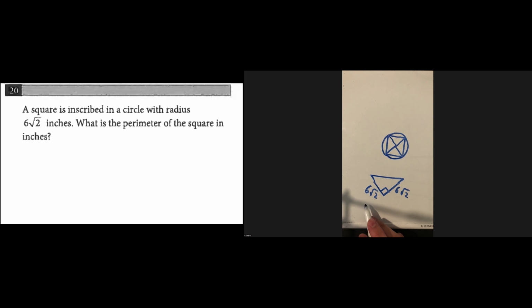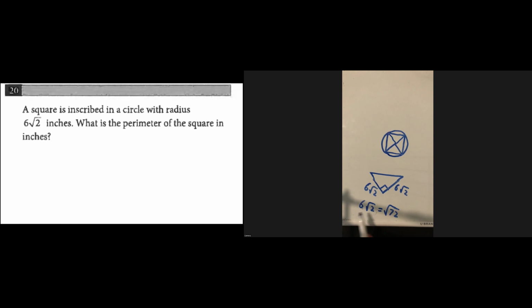First, let's just unsimplify this. So 6 squared is 36 times 2. So this 6 root 2 is the same thing as root 72. So 6 root 2 is equal to root 72. So basically I just unsimplified this by taking 6 squared, which is 36, and then multiplying it by 2, which gets us root 72.